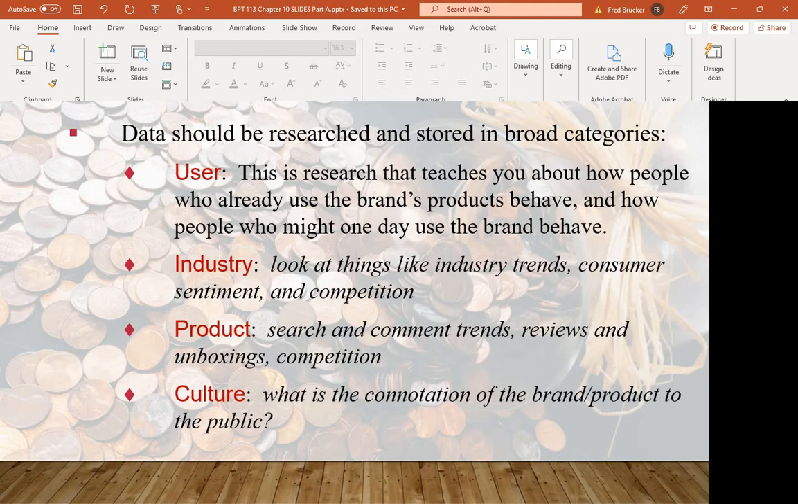Categorize it in terms of industry. Look at things like industry trends, consumer sentiment, and competition. In terms of products, search and comment on various trends, reviews, and unboxings and the competition of a particular client's product. And the culture. What's the connotation of the brand or the product to the public? Is it well respected? Is it mocked? And why is that? What makes it special or infamous, depending on the situation?